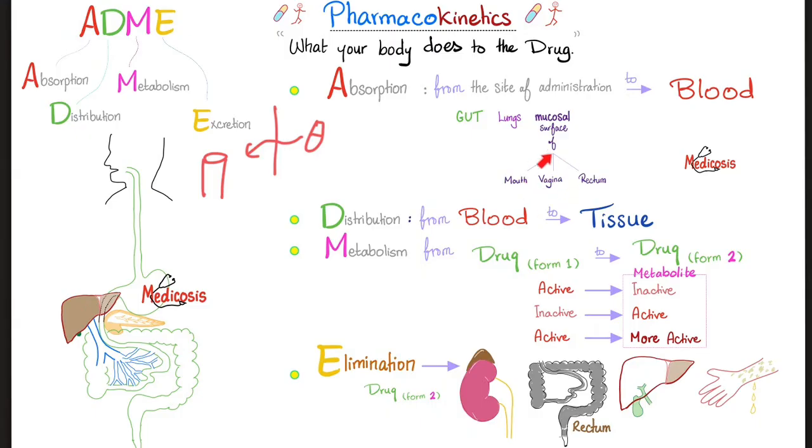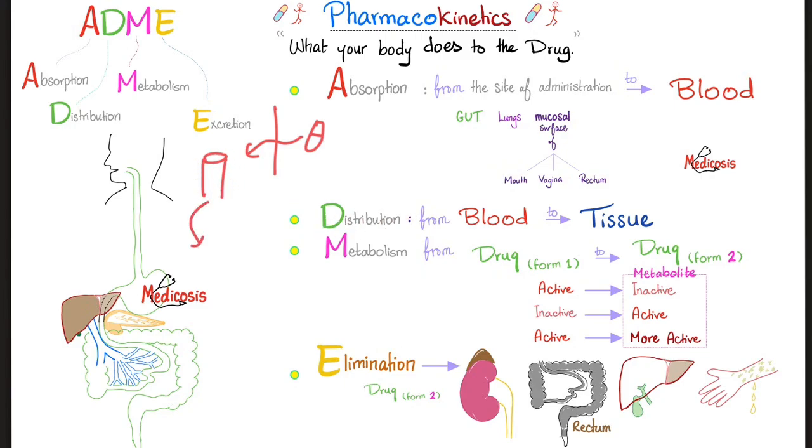Next, there are vaginal medications like vaginal suppository. Same thing for the rectal. So all of these are sites of absorption. Next, distribution. What does that mean? Absorption took me to the blood. Distribution will take me from the blood to the tissue.